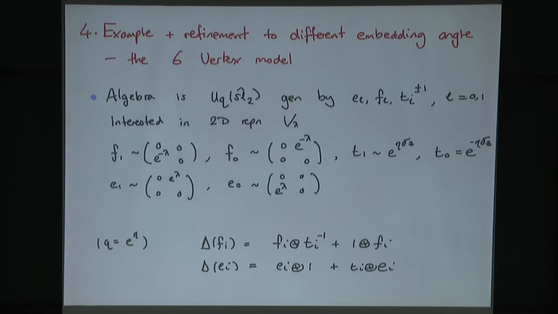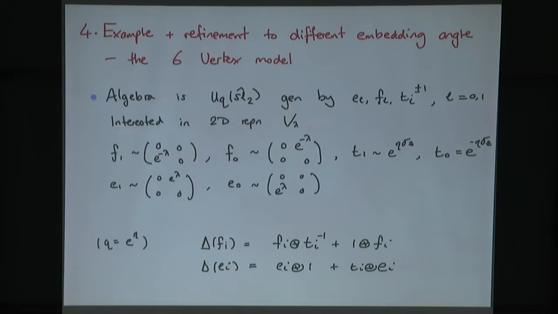Okay, so let me give you an example in terms of the 6 vertex model, maybe it'll become a bit clearer. And also I want to refine this slightly. So instead of having the 90-degree embedding, I want to embed this into the complex plane with an angle that's not equal to 90 degrees. So we've seen this before. This is just the U_q(sl_2 hat). I've changed to L here so as not to be confused with I.